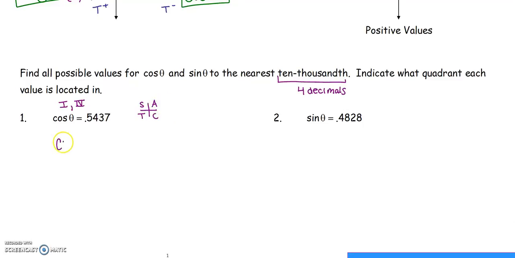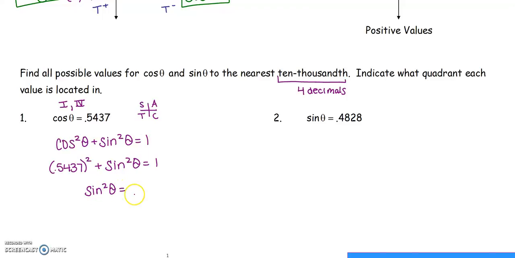Now, I know my Pythagorean identity: the cosine squared of theta plus the sine squared of theta is equal to 1. And I'm going to plug in what I know now. 0.5437, that's my cosine value, squared, plus the sine squared of theta is equal to 1. Now, we want to figure out what sine is equal to. So I'm going to move that 0.5437 squared on over. That is, the sine squared of theta is equal to 1 minus the quantity 0.5437, all of it squared.